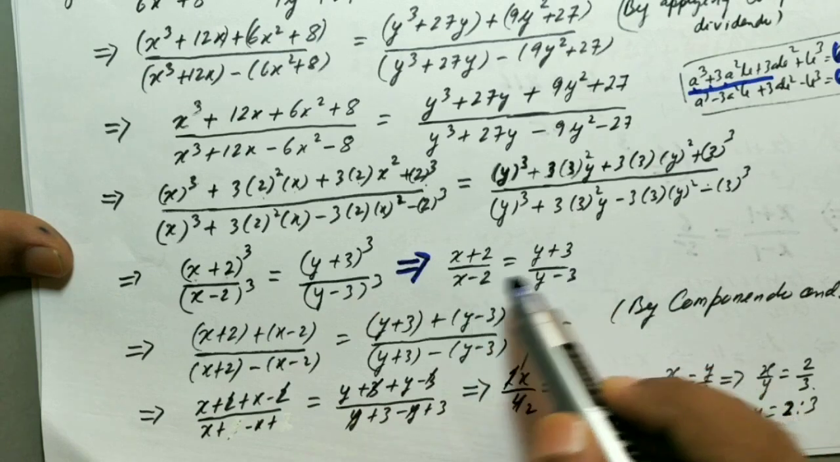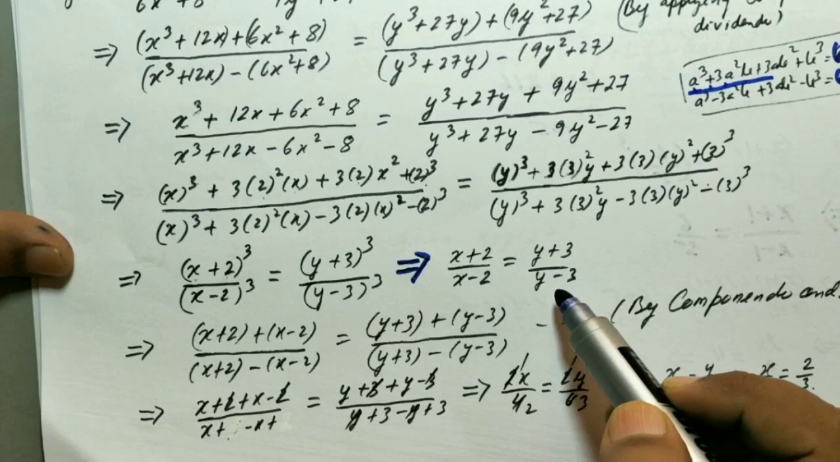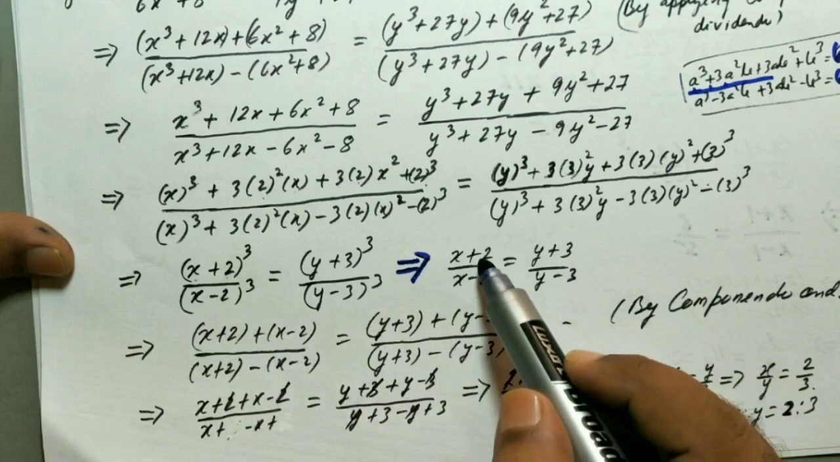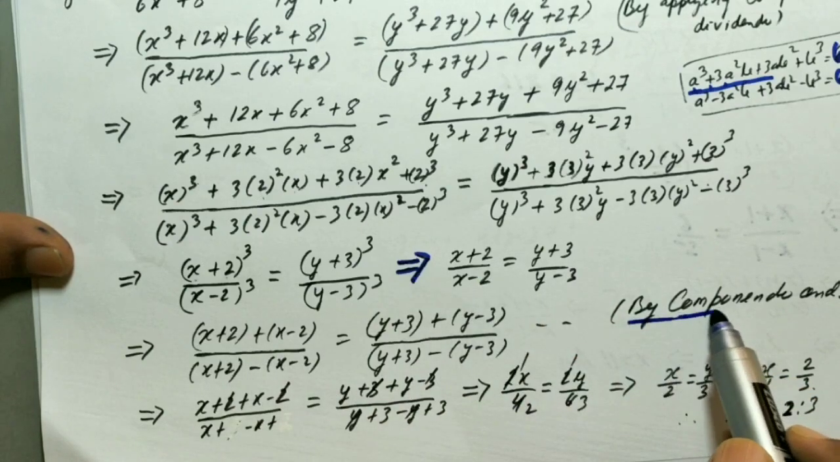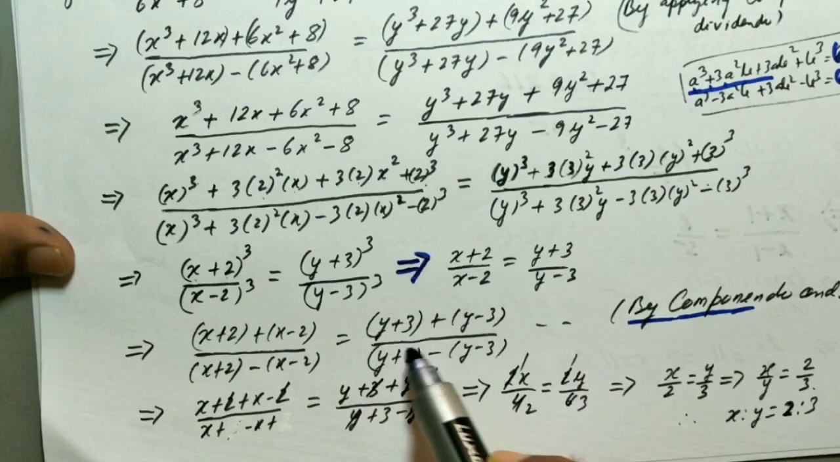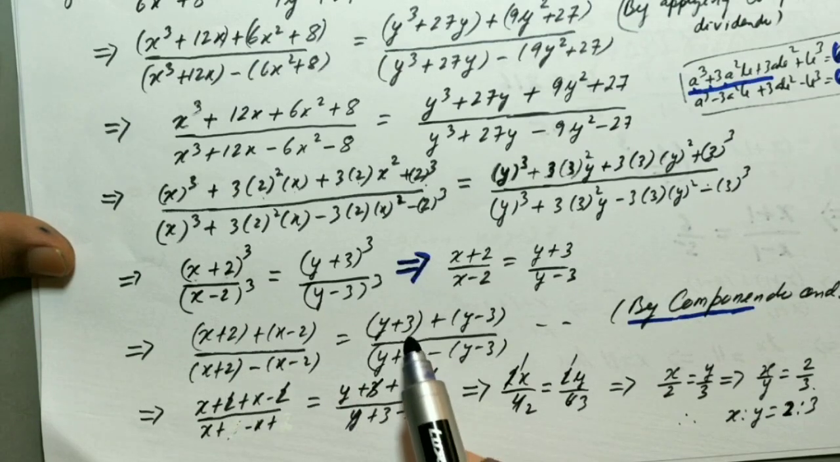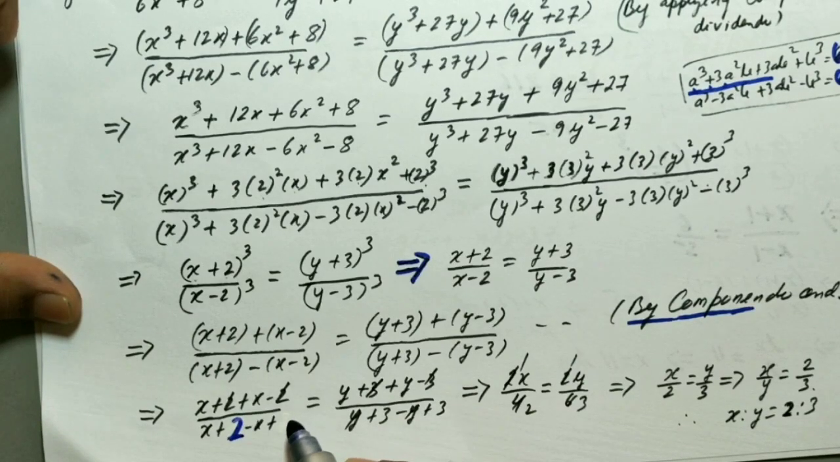And then after this, I remove the cubes and I get (x plus 2) by (x minus 2) is equal to (y plus 3) by (y minus 3). And then again componendo and dividendo: this plus this by this minus this. Same thing here also. And after that, plus 2 minus 2 cancelled. Here also cancelled, 3 minus 3 cancelled. 3 plus 3 is 6. So 2 plus 2 is 4.